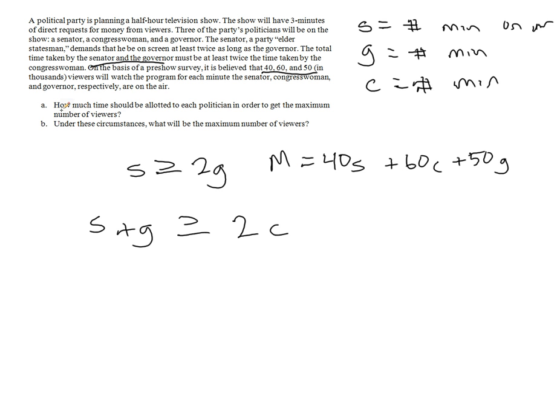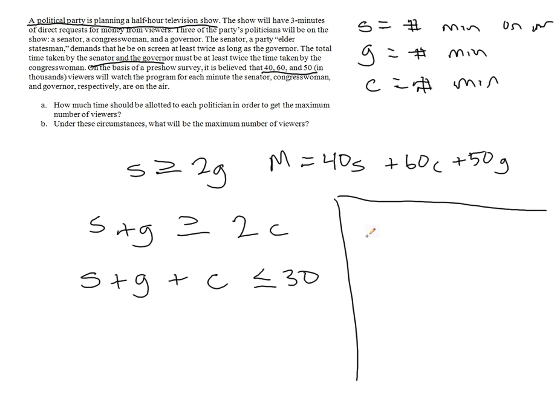Now you might say, okay, we have all the constraints written down. However, also keep in mind that even though it's not explicit, the tricky part here is you have a half an hour. So there's another constraint on the amount of time they're allowed to speak, because otherwise they could just speak infinitely long and all these constraints would be satisfied, they could talk for 1,000 or 2,000 minutes as long as the senator speaks at least twice as long. So S plus G plus C must be less than or equal to the total number of minutes allowed, which is 30.